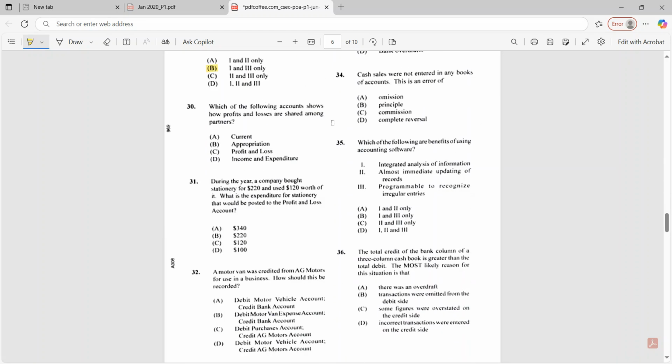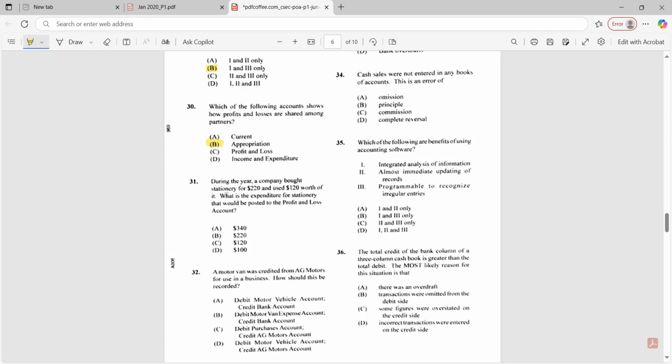Which of the following accounts shows how profits and losses are shared among partners? Is it the current, the appropriation, profit and loss, or income and expenditure? So number 30 is appropriation.